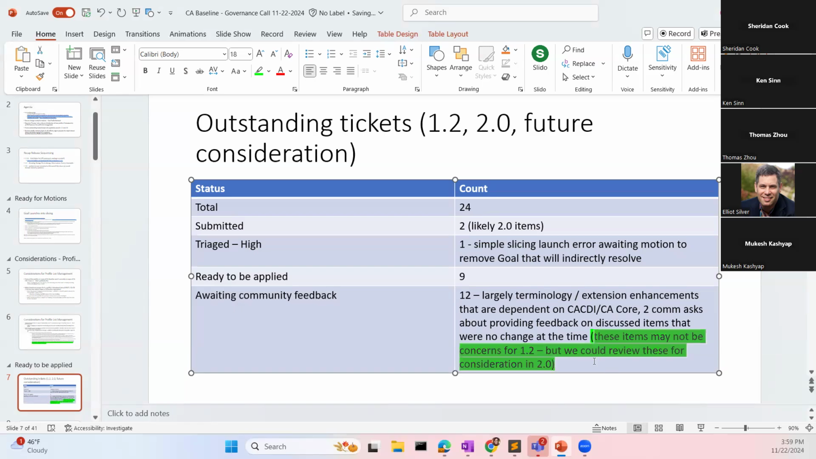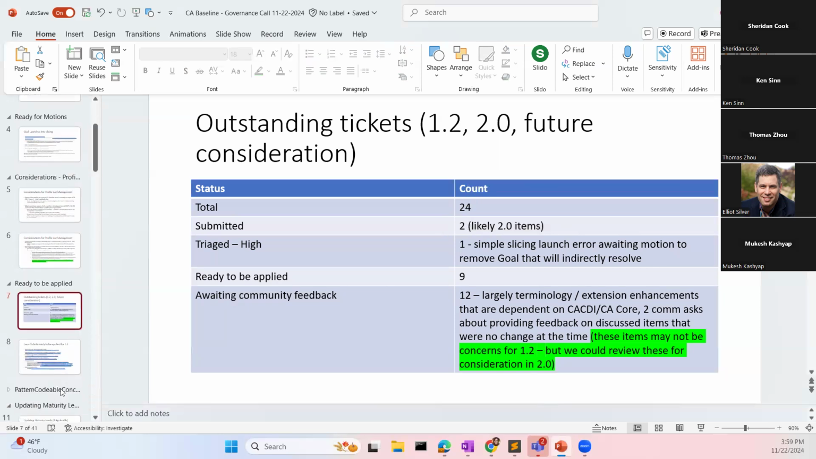So maybe as an activity between 1.2, because really we're trying to get through 1.2, and 2.0, we just look at all of the tickets in this and make decisions about how we would want to act on them. Yeah, and this one is probably falling in that same category too. Cool. Okay. I think we could do that.